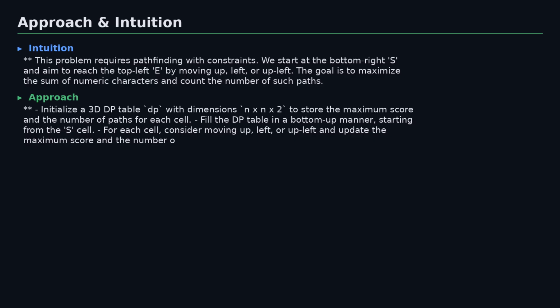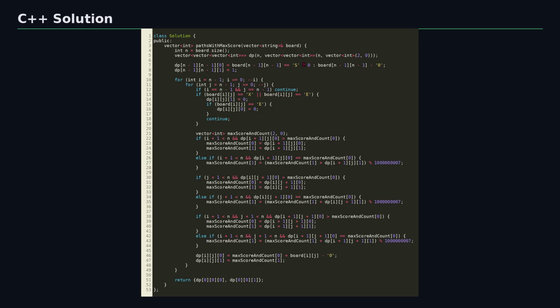Let's think about how we can approach this problem. We start at the bottom right corner, which is the start point S, and we want to reach the top left corner, which is the end point E. We can move in three directions: up, left, or up left. At each cell, we need to decide which direction to move in order to maximize the sum of the numeric values we visit. We also need to count the number of paths that achieve this maximum score. This is where dynamic programming comes in. We can use a table to store the maximum score and the number of paths for each cell, and then build up the solution by filling in this table.